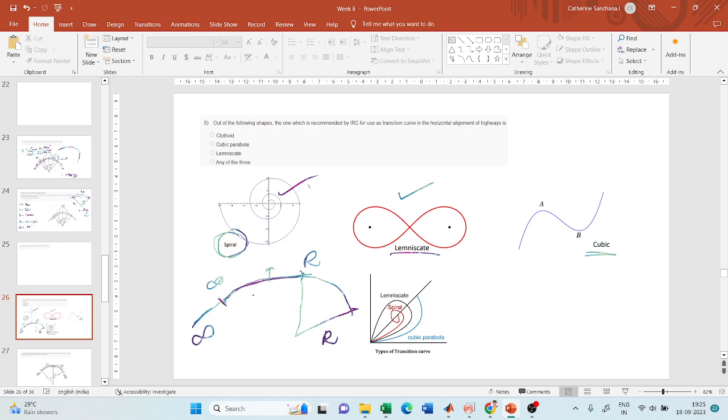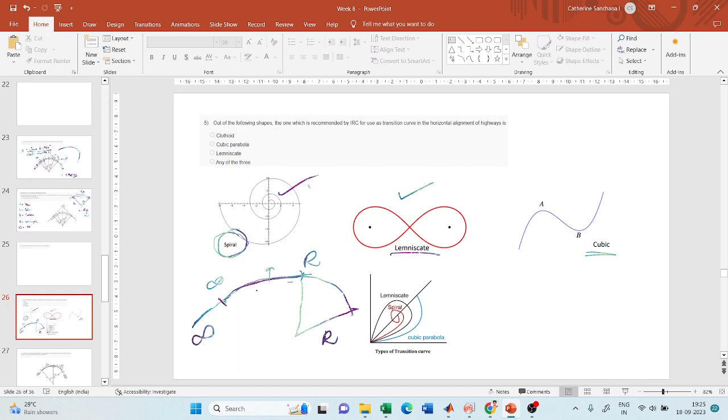If you use the equation of these curves as the equation of the transition curve, you will be able to achieve the radius transition from infinity to r. So these are the many curves that can be implemented for a transition curve. So what do you understand from this?